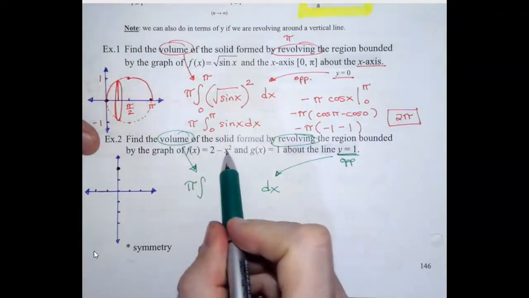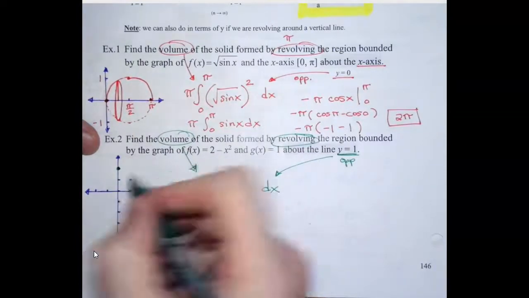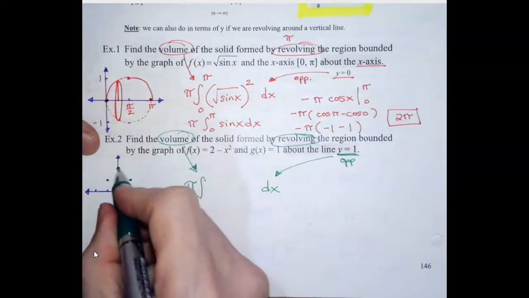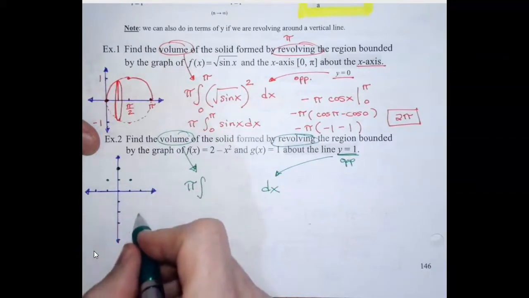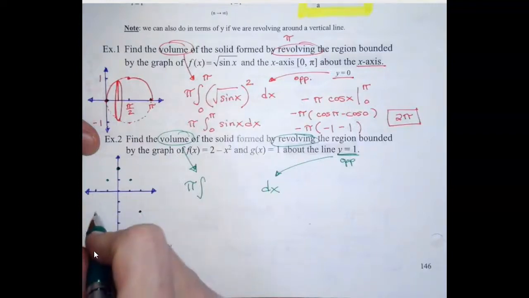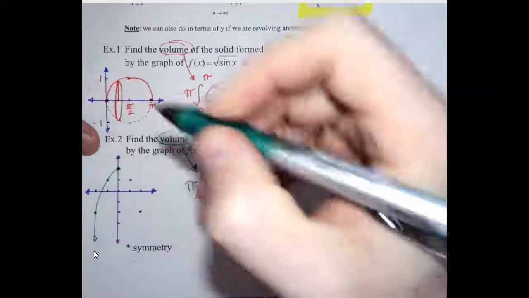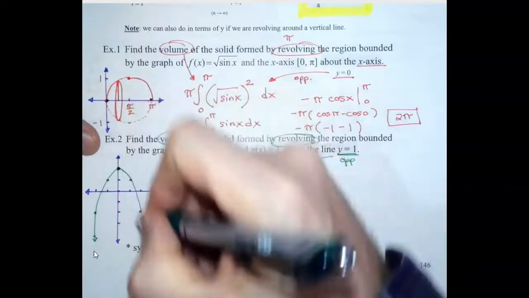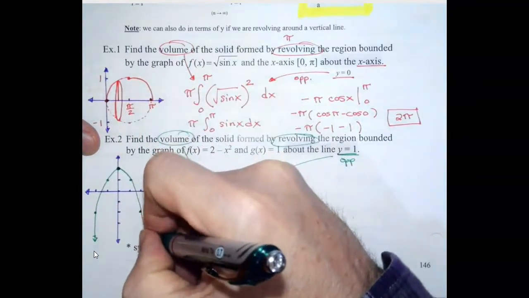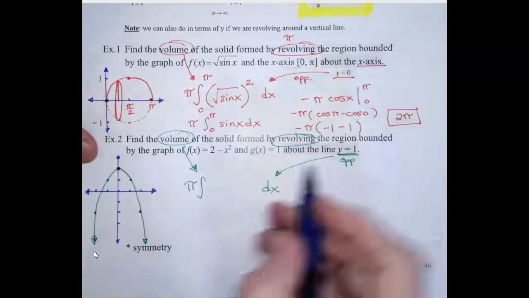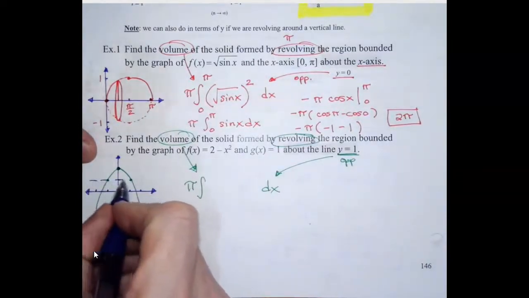Or you can plot a couple points. So plug in 0, you get 2. Plug in 1, you get 1. So that would be here. We have the axis of symmetry there, so we could reflect that over there. Or we could use the pattern over 1 down 1, over 1 down 3. That would be right here and right here. Okay. Now, that is being revolved around the line y equals 1, which is right here.